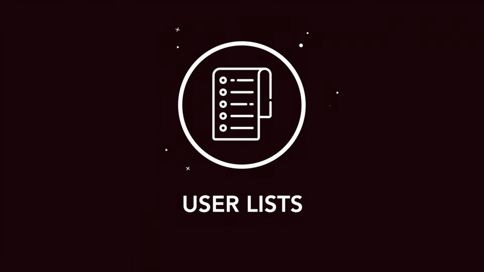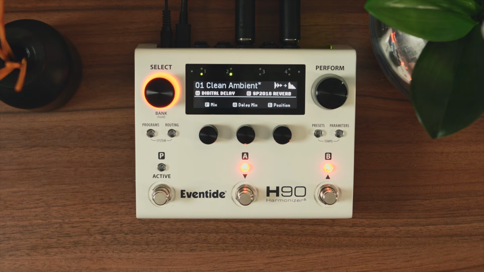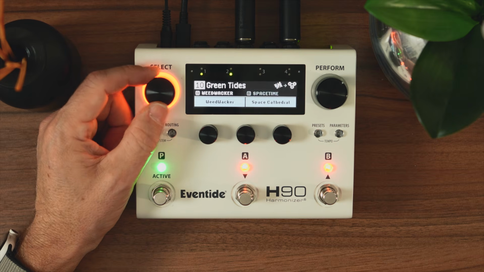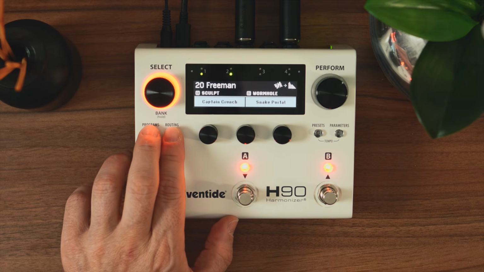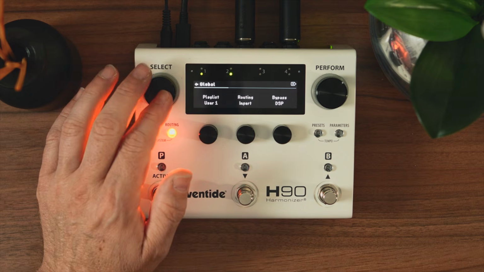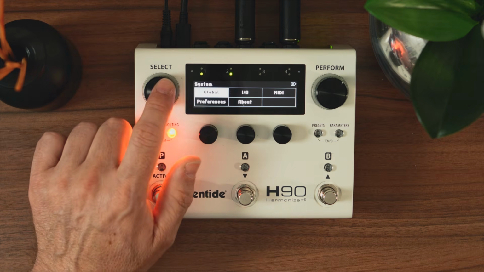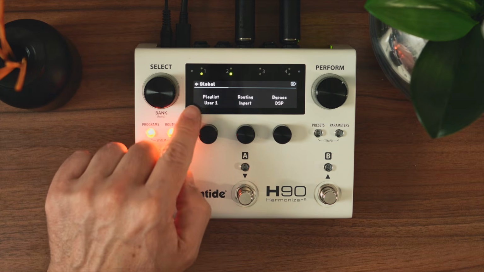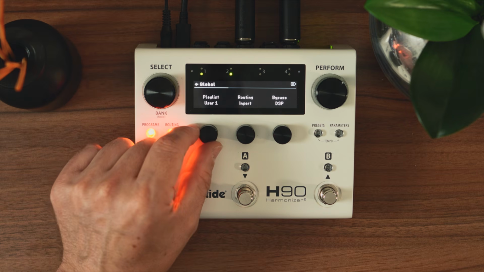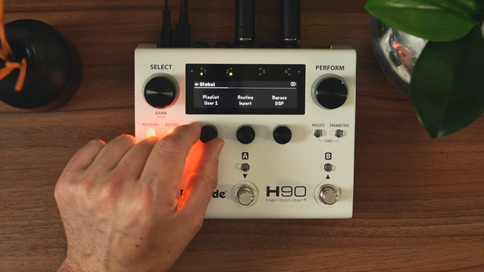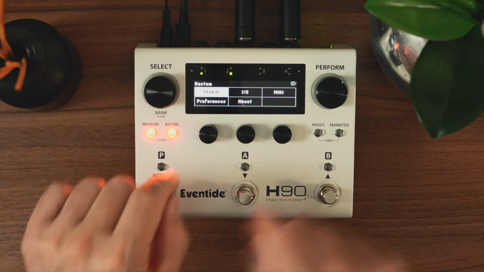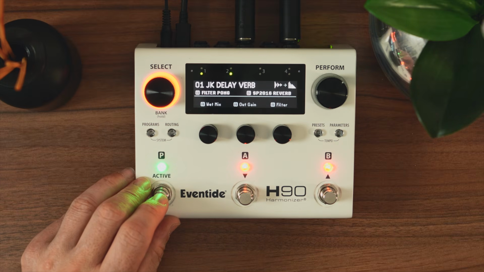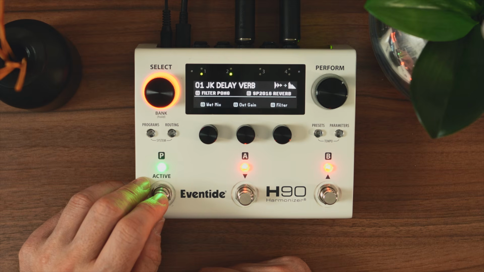So the first thing we need to do is to get out of the Eventide user list 1, which is the set of 99 programs that you scroll through when you first get the box. So if you press both of these buttons on the left together, you get to the main menu, it's gone straight into global. This is the system menu. If you press this button on the left, you go into the global menu, and you see on the left, it says playlist user 1. User 1 is that list of 99 that it comes with. If you scroll to user 2, and then get out of there, in fact, we have gone straight to 01 JK delay verb.